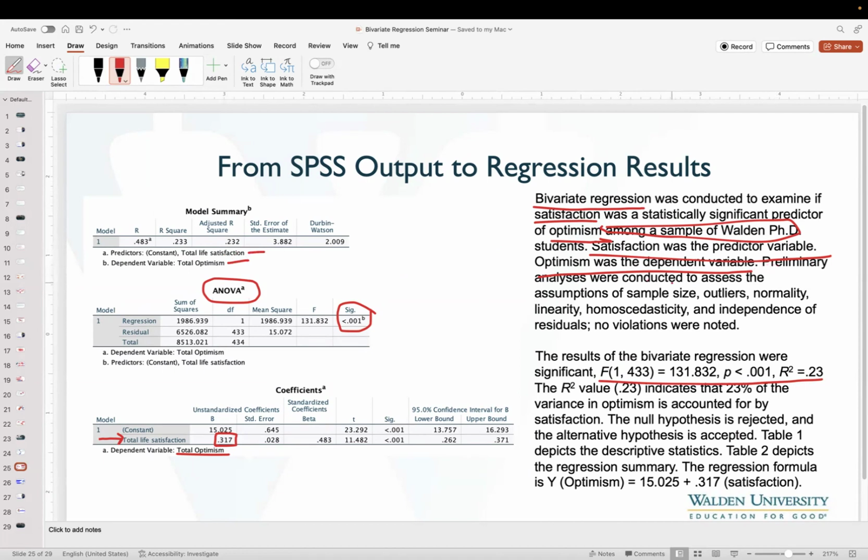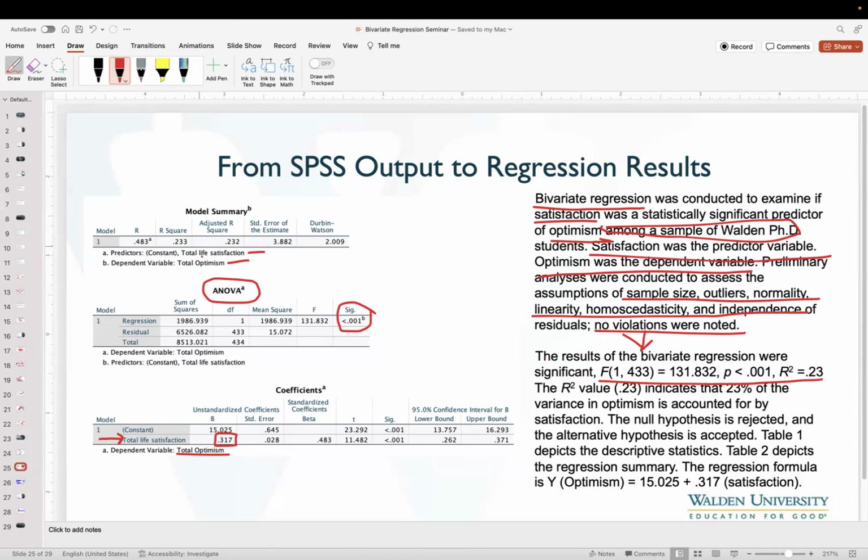Preliminary analyses were conducted. Remember, this is where we assess the outliers and assess the assumptions, and I just listed them here. I just gave you an example where I said no violations were noted. That's just for example purposes. You may have had an outlier that you removed, and you tell us that there. Now we're ready to present the results. So the results were significant.